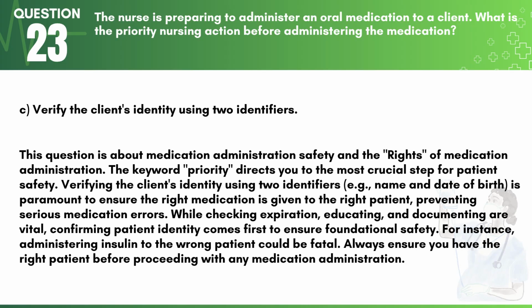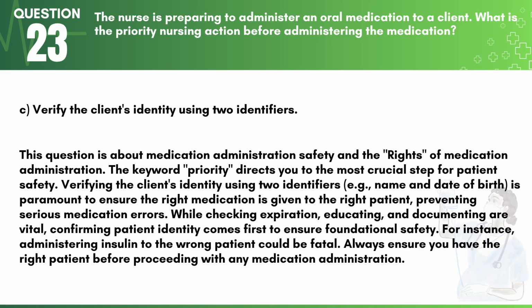Answer: C. Verify the client's identity using two identifiers. This question is about medication administration safety and the rights of medication administration. The keyword priority directs you to the most crucial step for patient safety. Verifying the client's identity using two identifiers, for example name and date of birth, is paramount to ensure the right medication is given to the right patient, preventing serious medication errors.